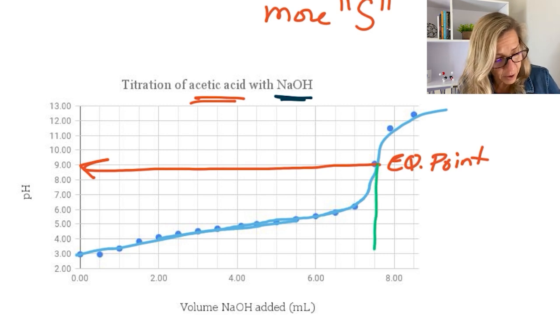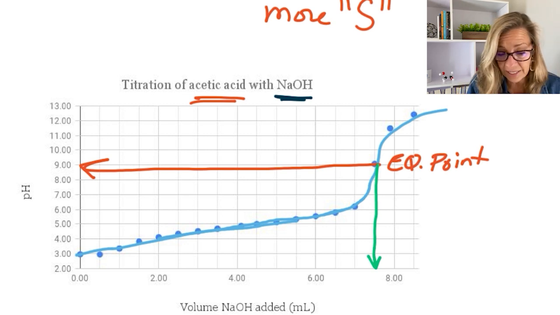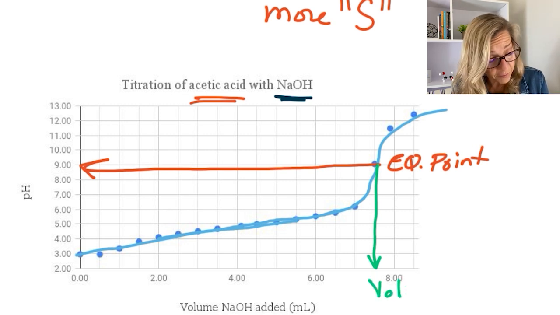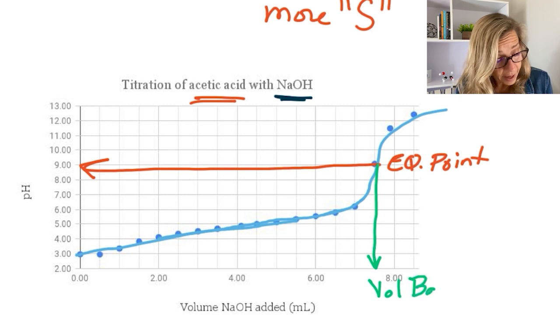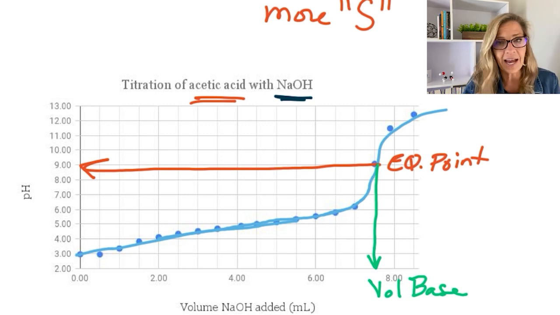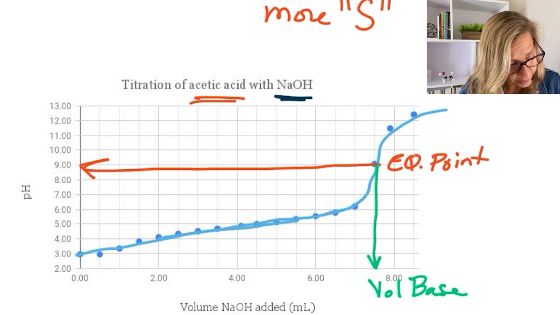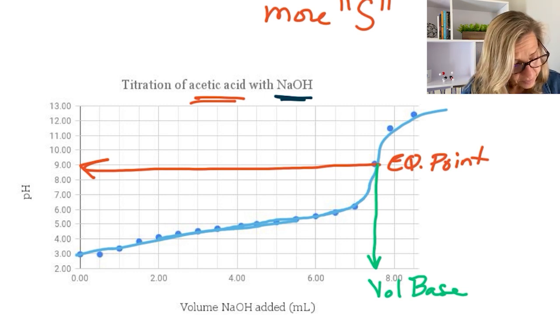So if you take your volume here, I can tell that my volume here was like maybe 7.5. So this is the volume of the base needed to react with all my acid. Well, what I want you to do is take half of that volume. So half of 7.5 is 3 point whatever. And so I'm going to go to that point. Let's see, 7.5, half of that would be like 3.7. So I'm going to go to that point on my graph and I'm going to go up.